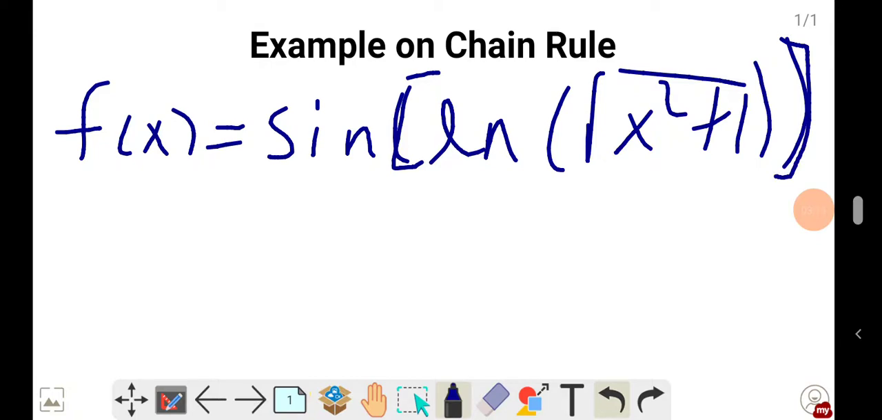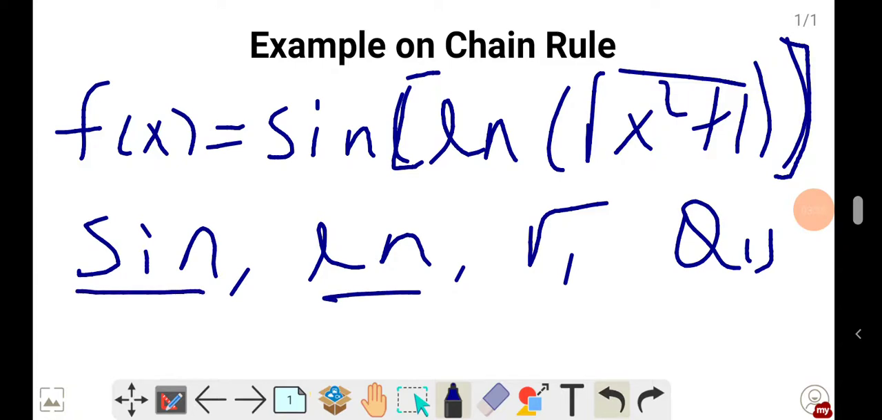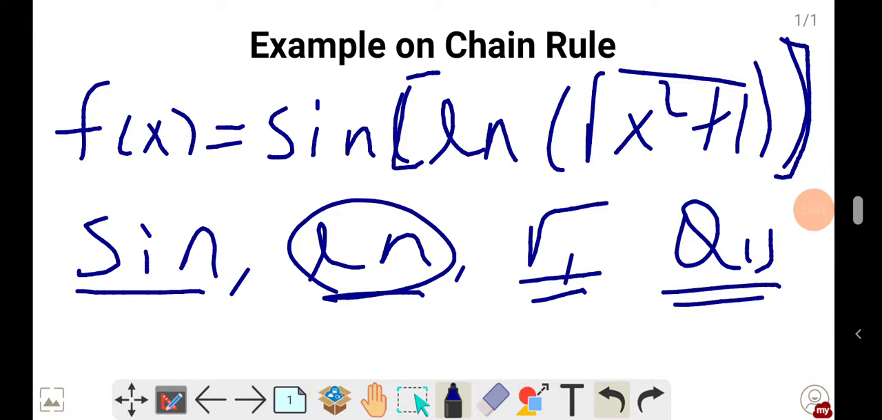How many functions are there? There is sine, again there is ln, and there is a square root, and finally there is a quadratic. So here around 4 functions are composed with each other. They are not combined by plus or minus or times or divide. They are composed with each other. So this is a trigonometric function, this is a logarithmic function, the natural logarithm ln, and a square root function, and also a quadratic function. So how do we differentiate this kind of function? Does it have its own rule? Yes, that rule is called the chain rule.